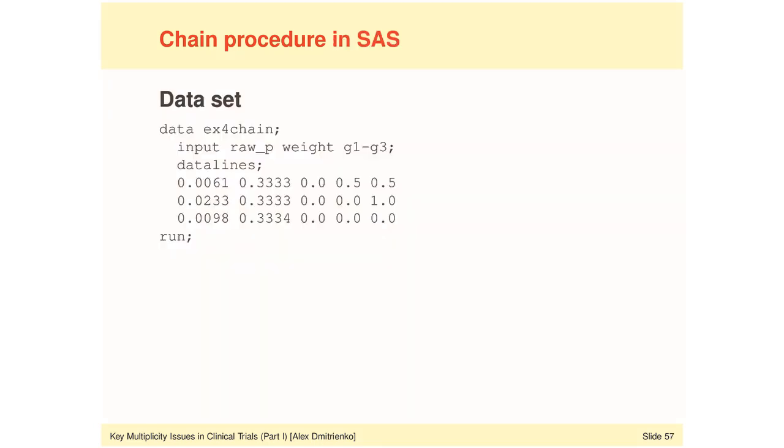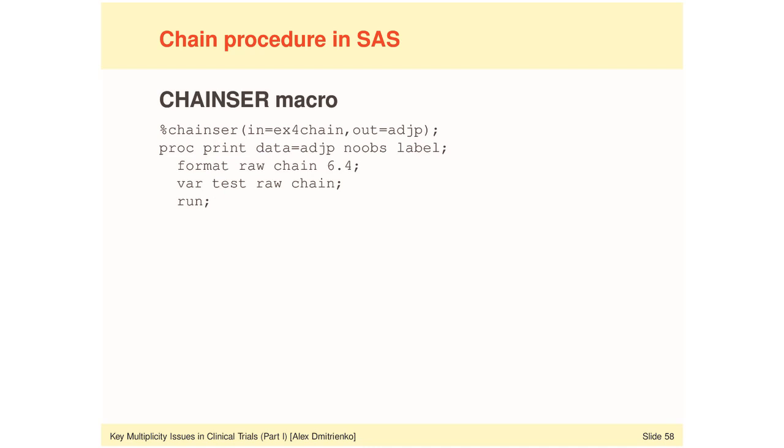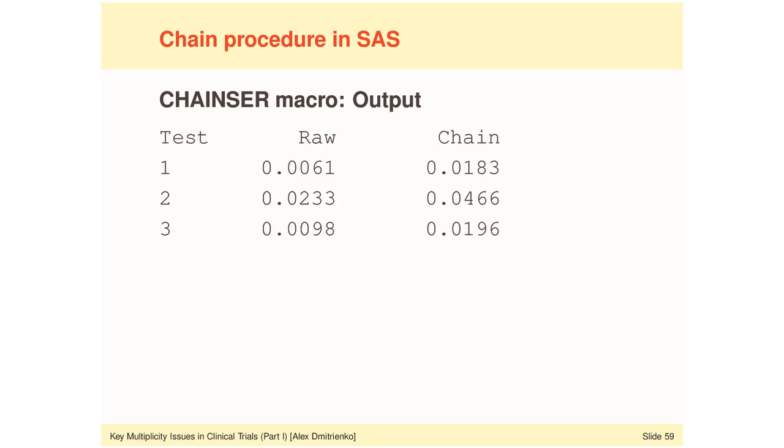Now that we have defined the vector of hypothesis weights and the transition matrix, it is quite straightforward to create a data set. It's called EX4 chain, and it contains the raw p-values. It also contains the predefined hypothesis weights and the predefined transition parameters. You can see the code for setting up this data set on this slide. And the next step is to pass this data set to the chainsir macro. After we call this macro, it produces a data set with adjusted p-values. And the output of this macro is shown on slide 59.